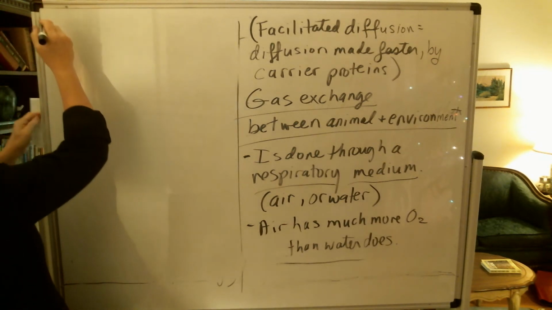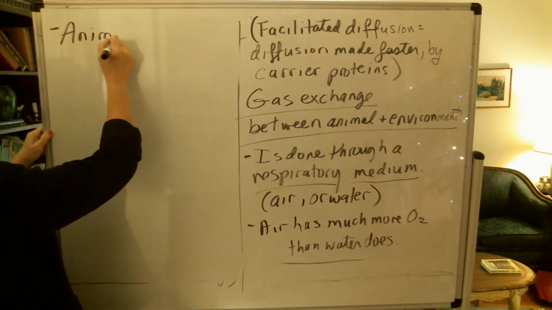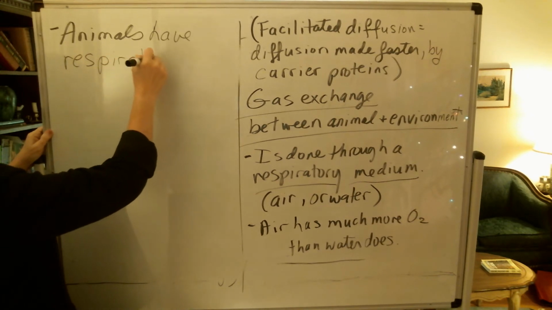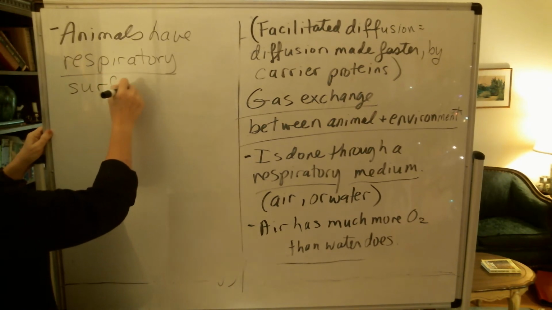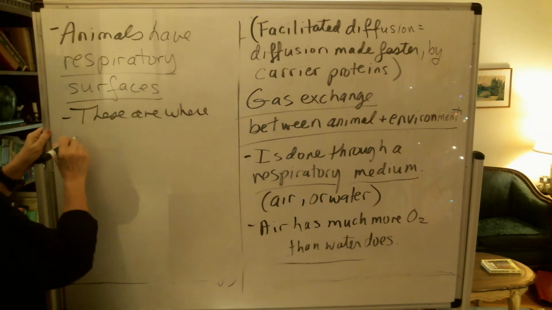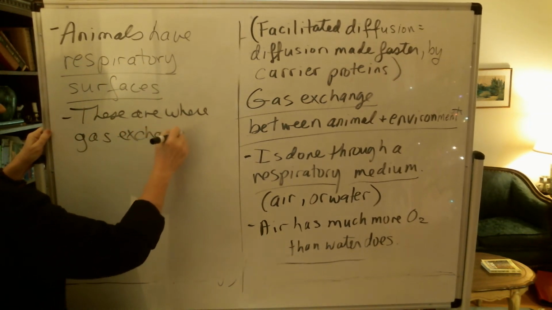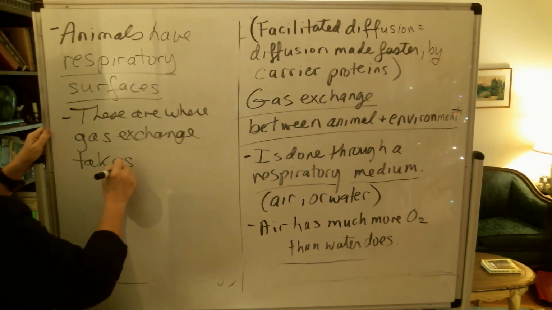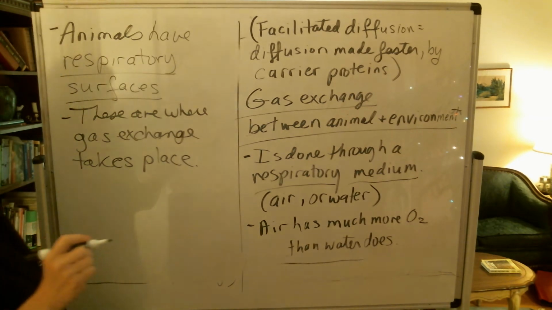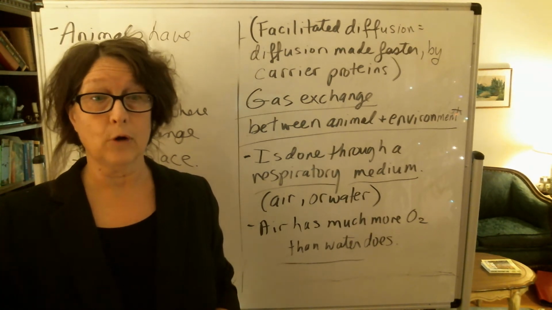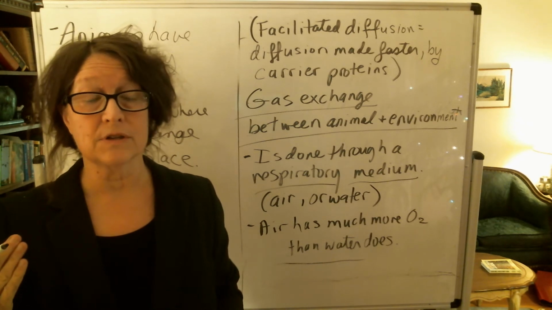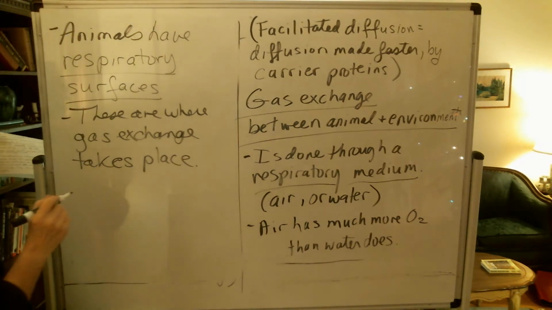And animals have what are called respiratory surfaces. And these then are where gas exchange takes place. So the respiratory surfaces then are really the reason for having a respiratory system. Everything else is devoted to getting the air, in our case, to our respiratory surfaces. So, as I said, respiratory surfaces are incredibly important.